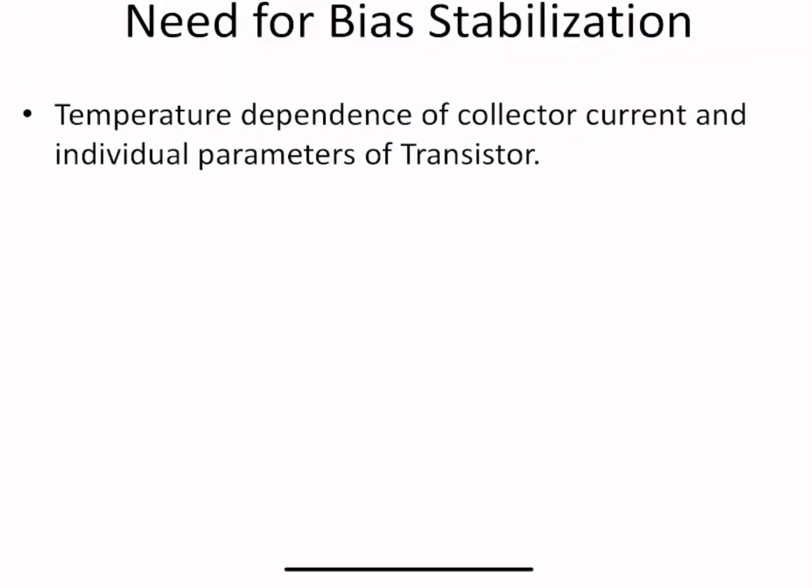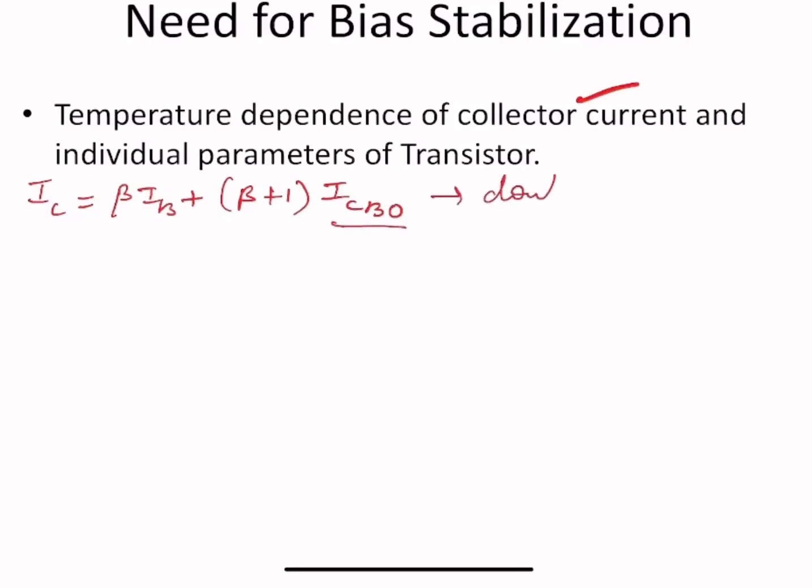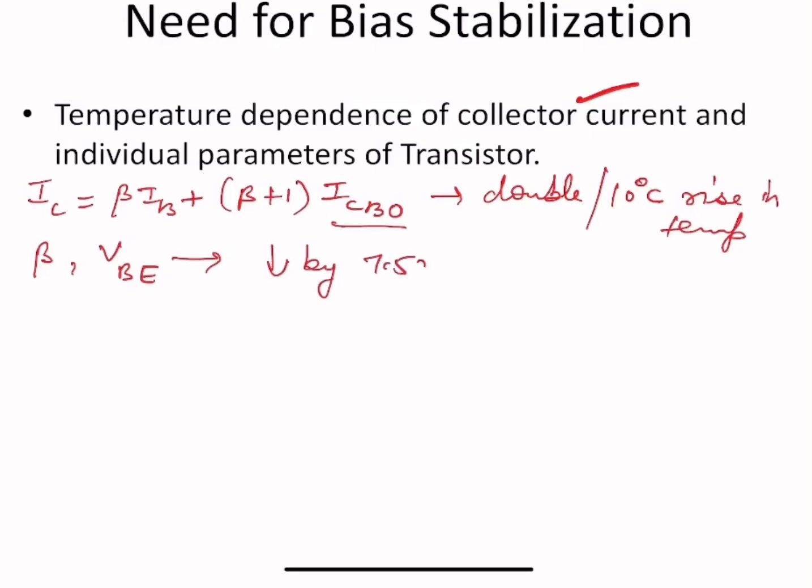First is the temperature dependence of collector current and individual parameters of the transistor. Now the question is, how does collector current depend on temperature? IC is beta IB plus (beta plus 1) ICBO, where ICBO is the reverse saturation current. ICBO is greatly affected by temperature. It doubles for every 10 degree centigrade rise in temperature. The individual parameters, that is beta and VBE, also depend on temperature. Beta increases with an increase in temperature. VBE decreases by 7.5 millivolt per degree centigrade rise in temperature.